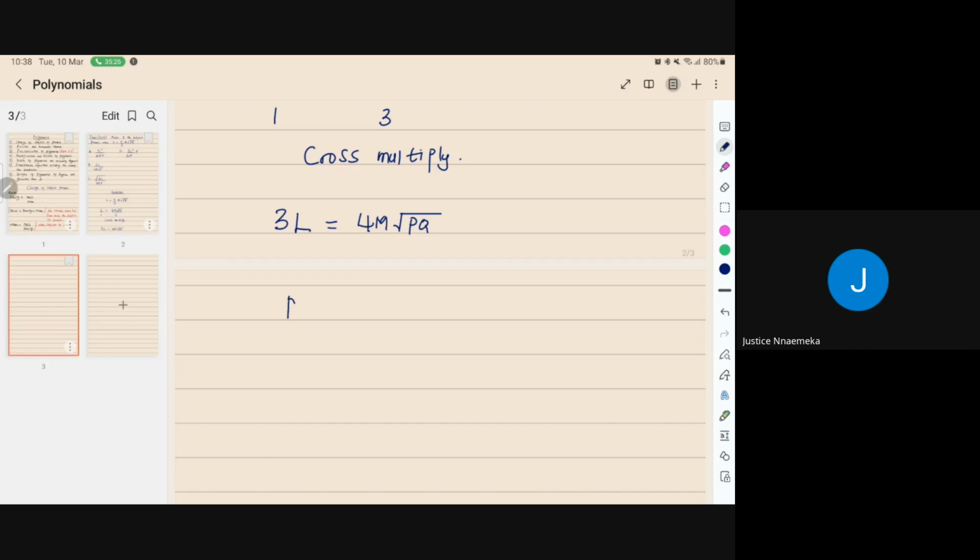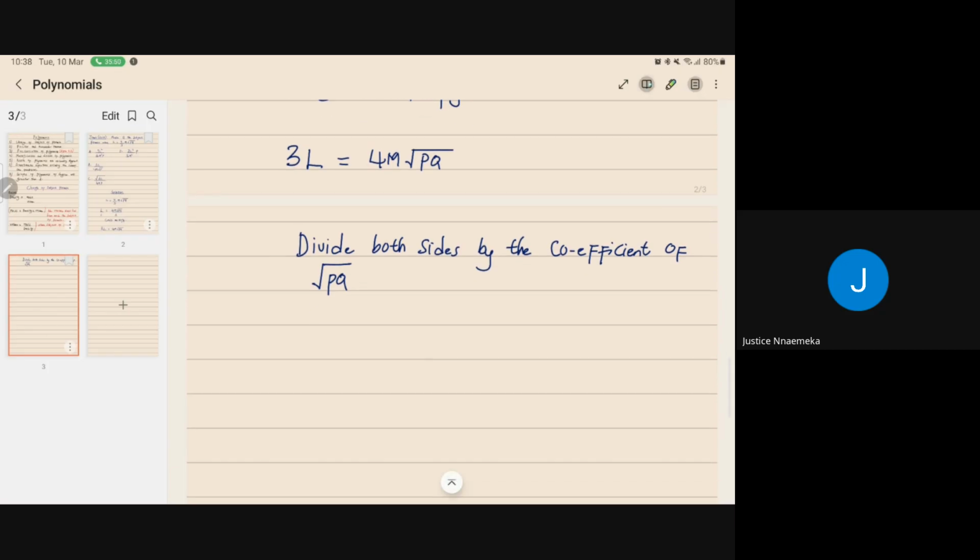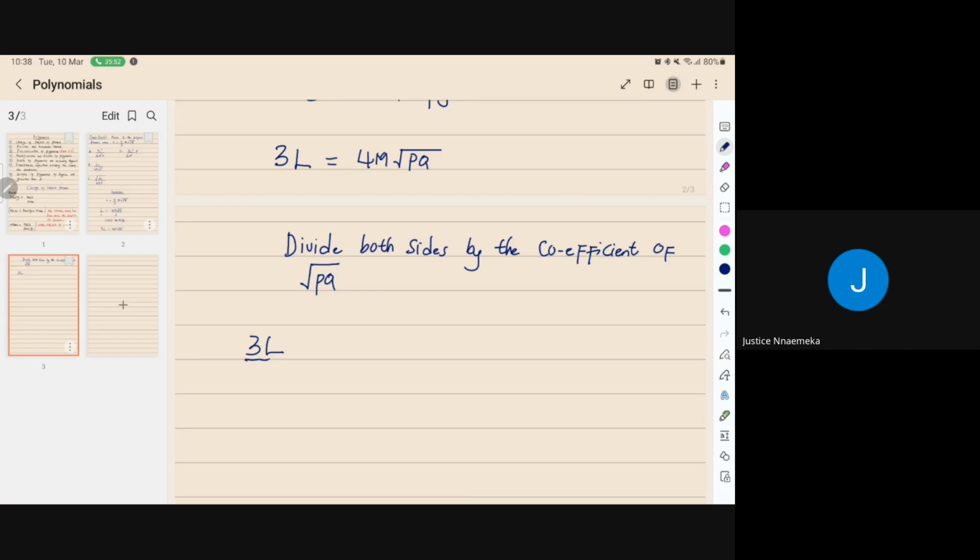So now divide both sides by the coefficient of square root of what? PQ. And the coefficient of that very number is your 4M. So I should have 3L all over what? 4M is equal to 4M square root of PQ. Divide both sides by your 4M.